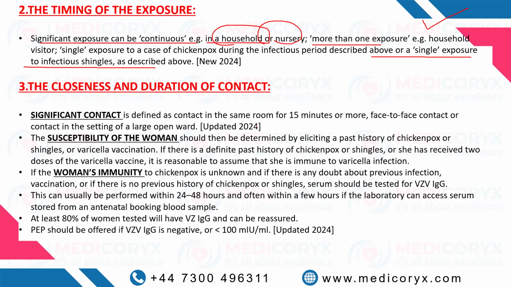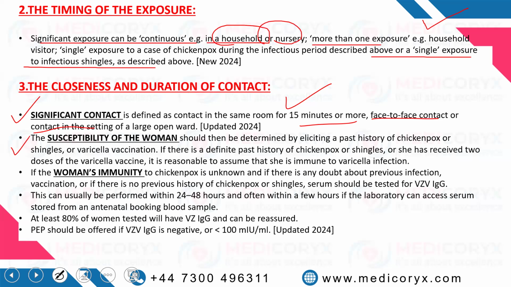Then closeness and duration of the contact. We always ask about significant contact. What is significant contact? Significant contact is defined as contact in the same room for 15 minutes or more, face-to-face contact, or contact in the setting of a large open ward. This is significant contact. The susceptibility of the woman should then be determined by eliciting a past history of chickenpox or shingles or varicella vaccination.